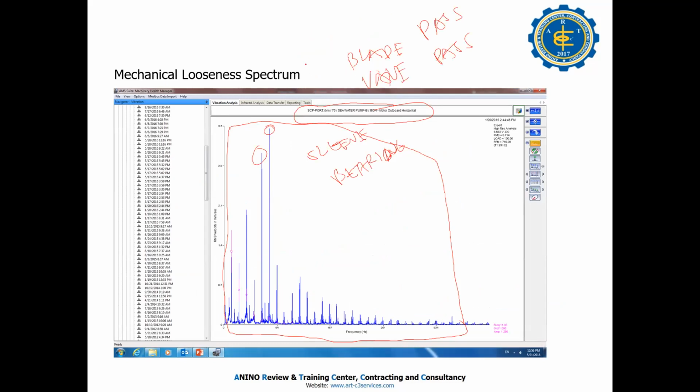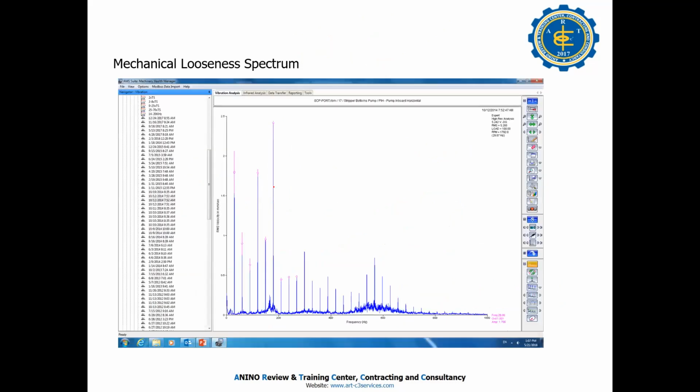So this spectrum, these spikes are for the looseness only. Not considering the blade pass or vane pass frequency. See this one, I told you this is the high rise noise floor. But this one is considered for the looseness, not yet the vane pass frequency.